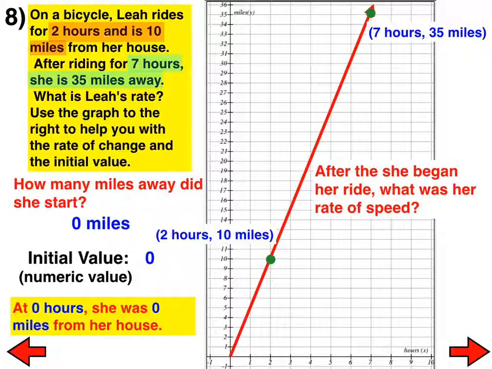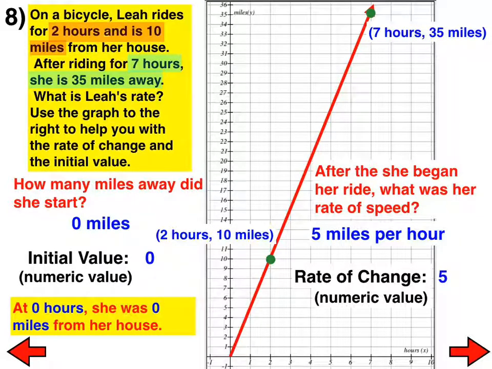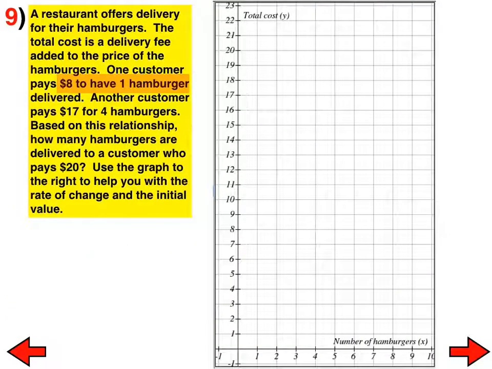What was her rate of speed? Well, that means we need to find the rate of change. So what would it be in this particular problem? 5. 5 what? 5 miles per hour. There we go. Very good. If I asked you for the numeric value, of course, that would be 5. And the equation of that scenario is y equals 5x, which clearly, by the graph and by the equation, is a proportional relationship. Okay? All right, one more problem, and then we're finished.